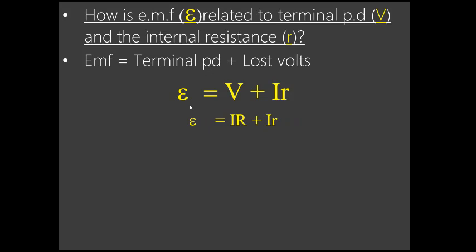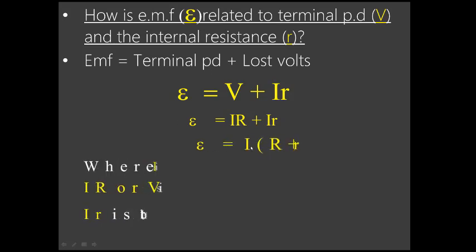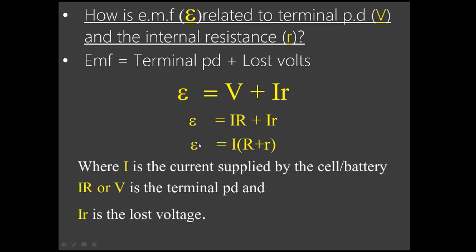Okay, now let's simplify. We can write this as EMF is equal to IR plus Ir, I capital R plus I small r. Don't forget this. We are going to use this equation everywhere in the calculations. You can forget my nice name, but don't forget this, please don't. So we can simplify and write EMF is equal to I into (R plus r), where I is the current supplied by the cell or the battery, IR or V is the terminal PD, and I small r is the lost voltage.